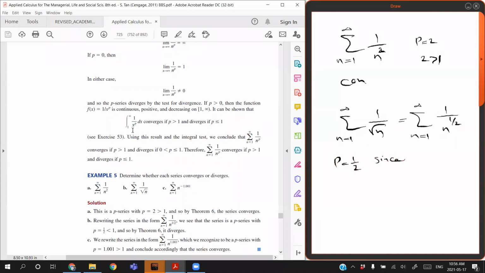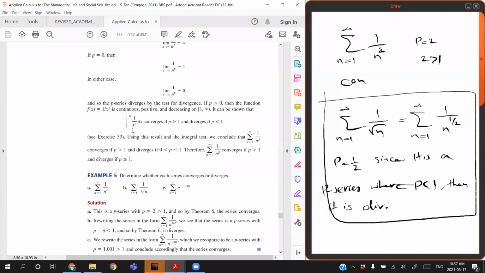Since it's a P series where P is less than 1, then it is divergent. That's it. So in a test, you would have to just do this. You find P, and you state that you recognize this to be a P series where P is less than 1, and so it is divergent.